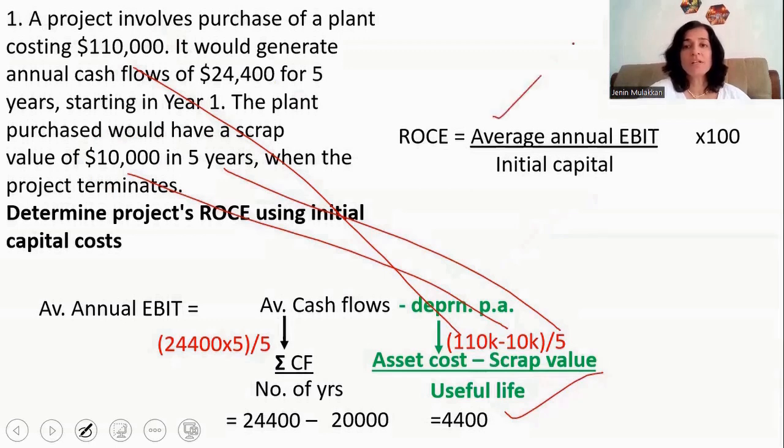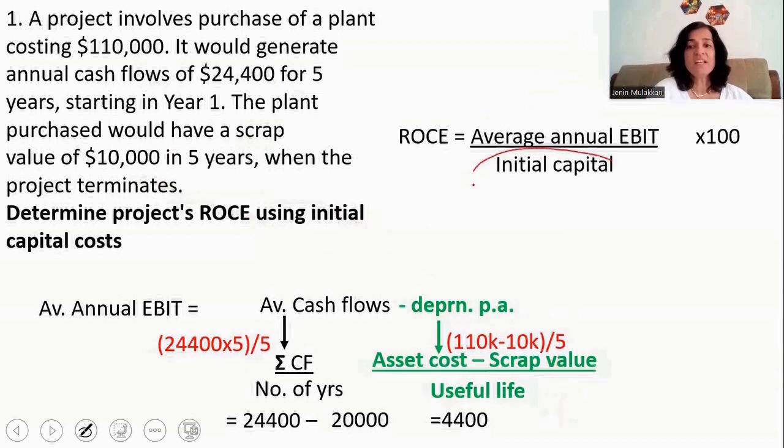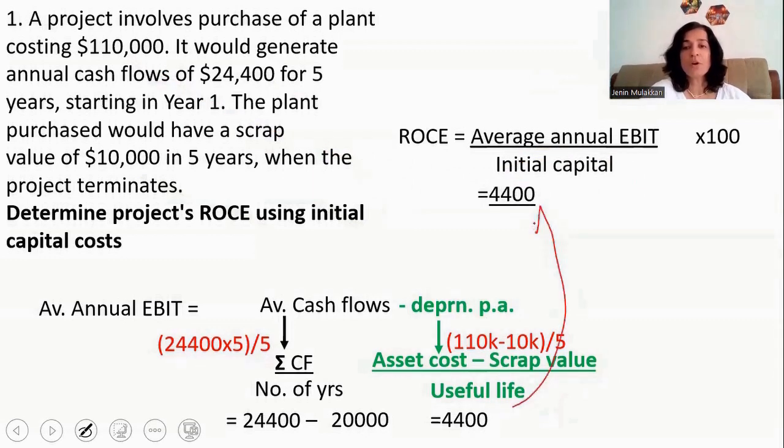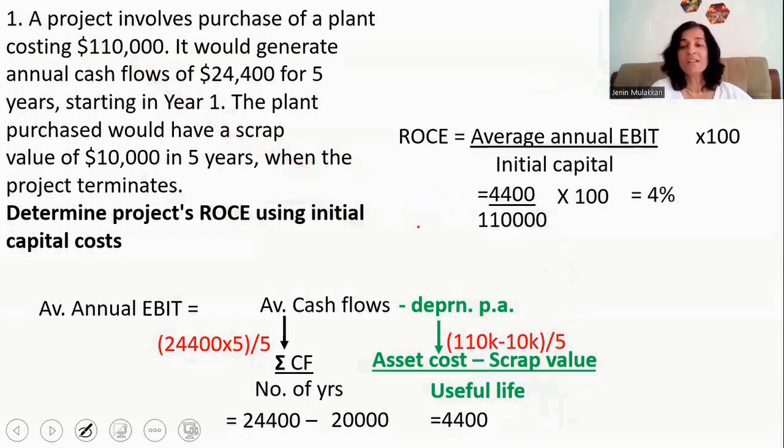So we've got the numerator, that's the average annual EBIT. And what is the initial capital? Initial capital is $110,000. So substituting those figures, we get 4,400, which is the average annual EBIT, divided by initial capital, that's 110,000, multiplied by 100, you get the return on capital employed as 4%. So that's the final answer.